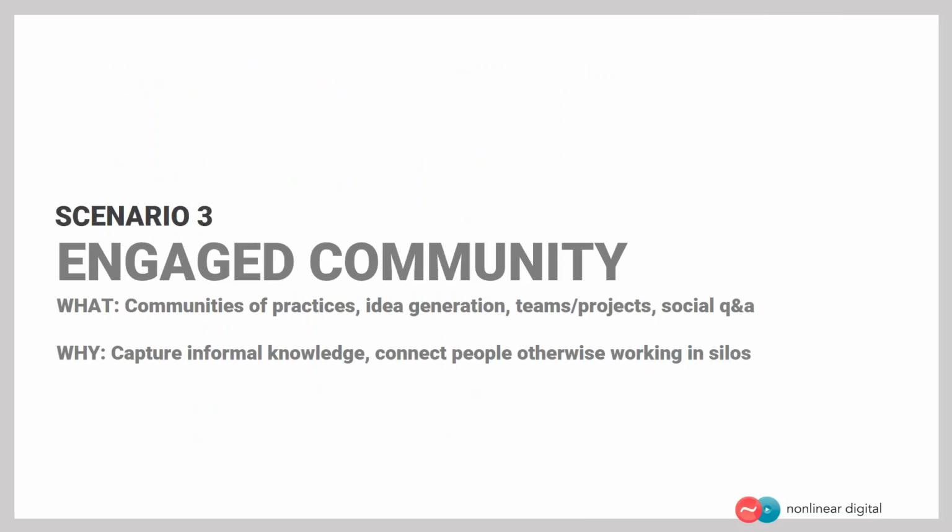So scenario 3 is one I've loosely termed engaged community, and this is a rather all-encompassing concept. It can be anything from communities of practice to forums, wikis, blogs. A project team needs to spin up a site so they can work together. But it's usually about capturing informal knowledge, getting a particular project done, and otherwise connecting people that are previously working in silos. So I think we've all heard similar requirements before.